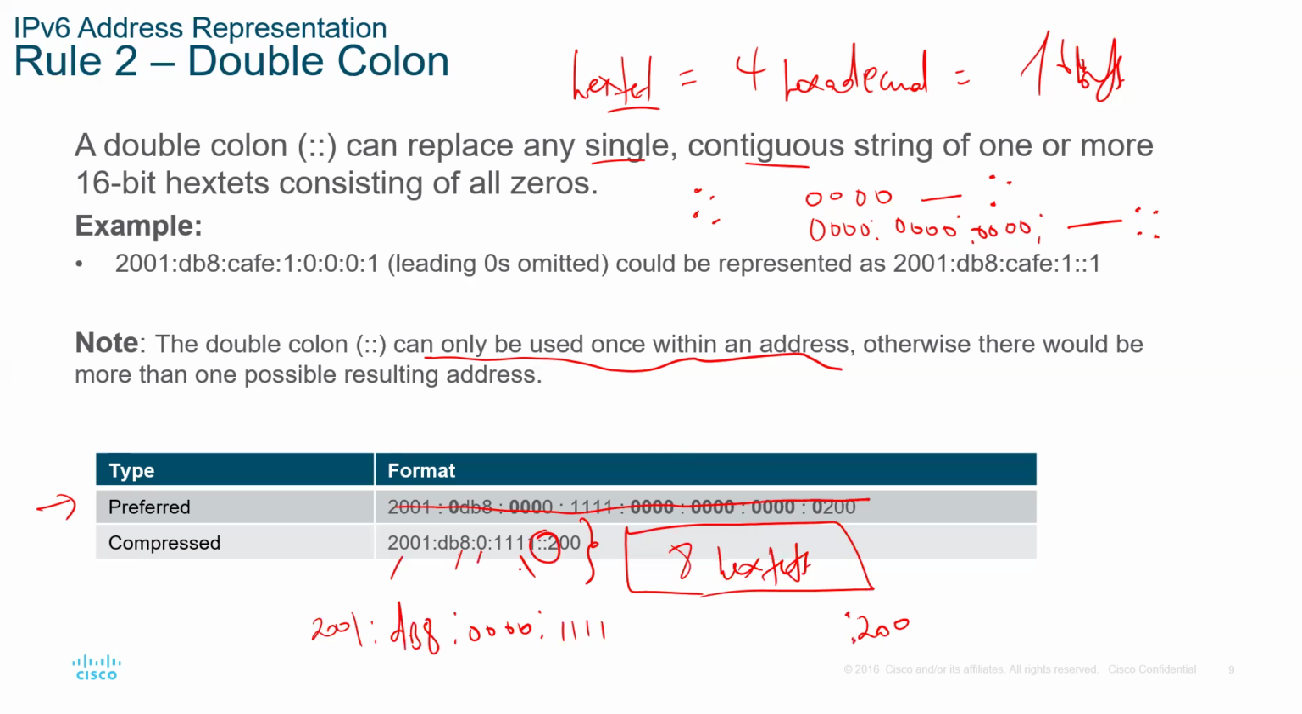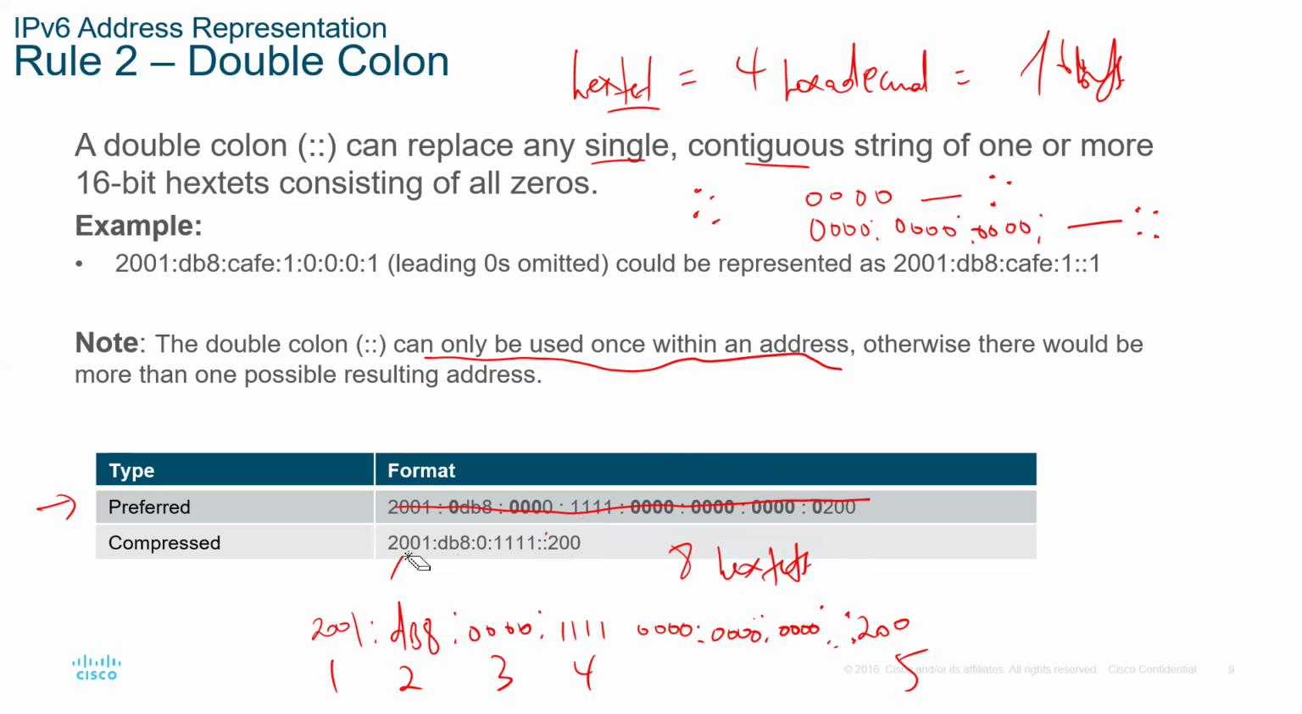So what is the double colon representing? If I count, I have 5 hextets, meaning I have 3 hextets remaining. So in the middle here, it means there are 3 hextets of continuous zeros. That's how you find the original IP address. You get a question, starting from this address.